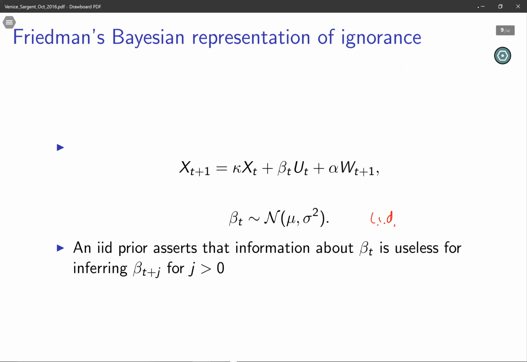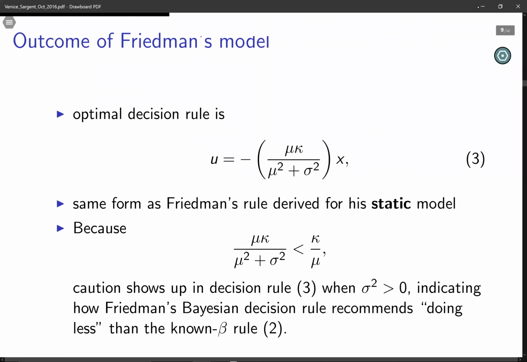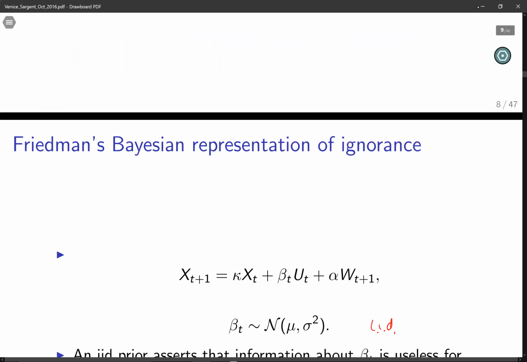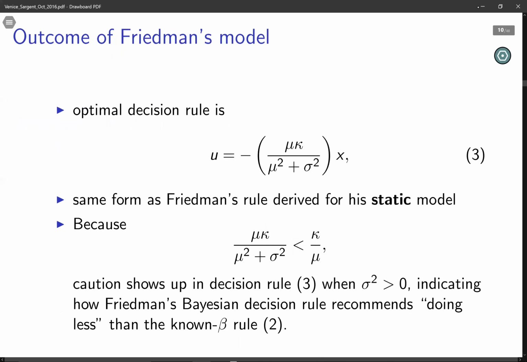We're going to take the IID assumption seriously. That's the natural extension of what Friedman had in mind. The outcome of this specification of ignorance is the decision rule, rather than being what it was before, is this. U depends on today's state with this coefficient rather than this coefficient.